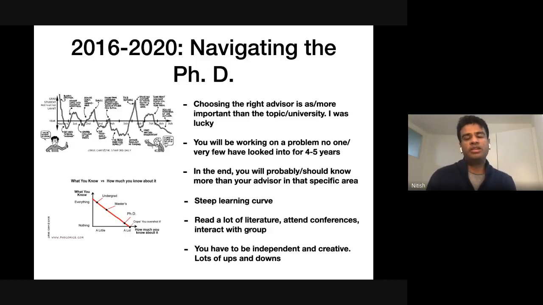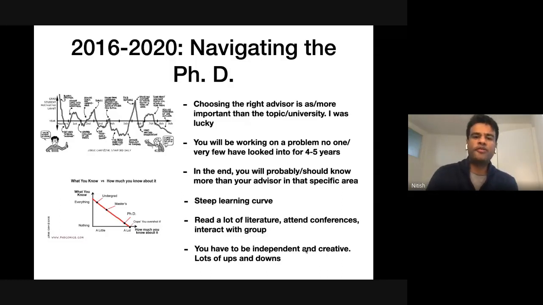And some of them have probably even been through the same issues that you have had. So it's very important that you interact with your own group and you're not just shut off, trying to solve things all by yourself. And you should definitely be very independent and creative.